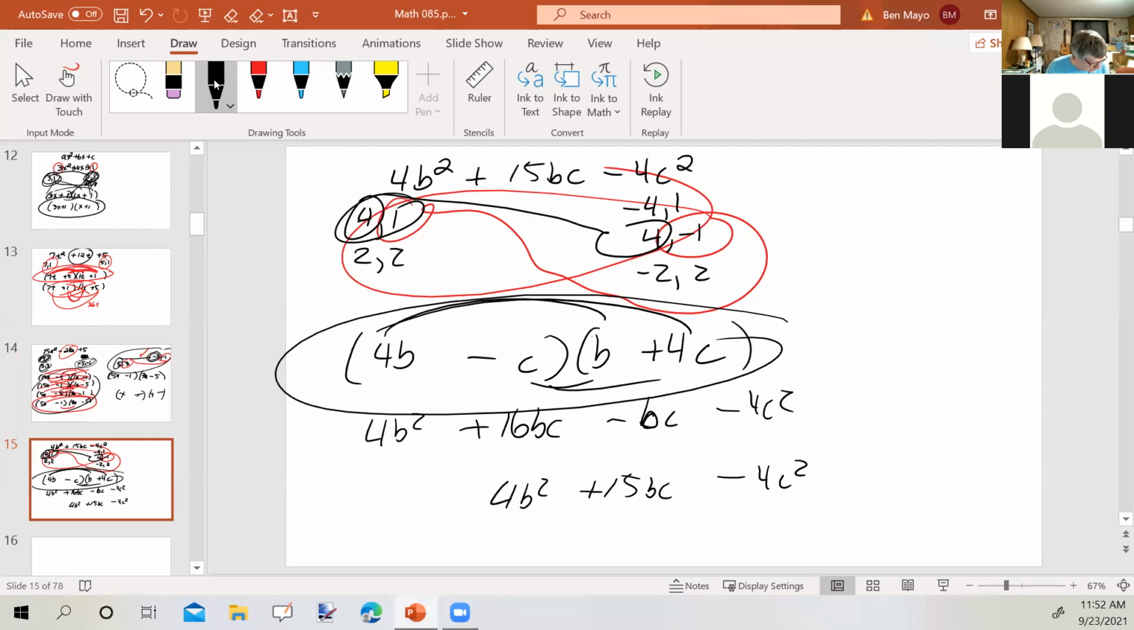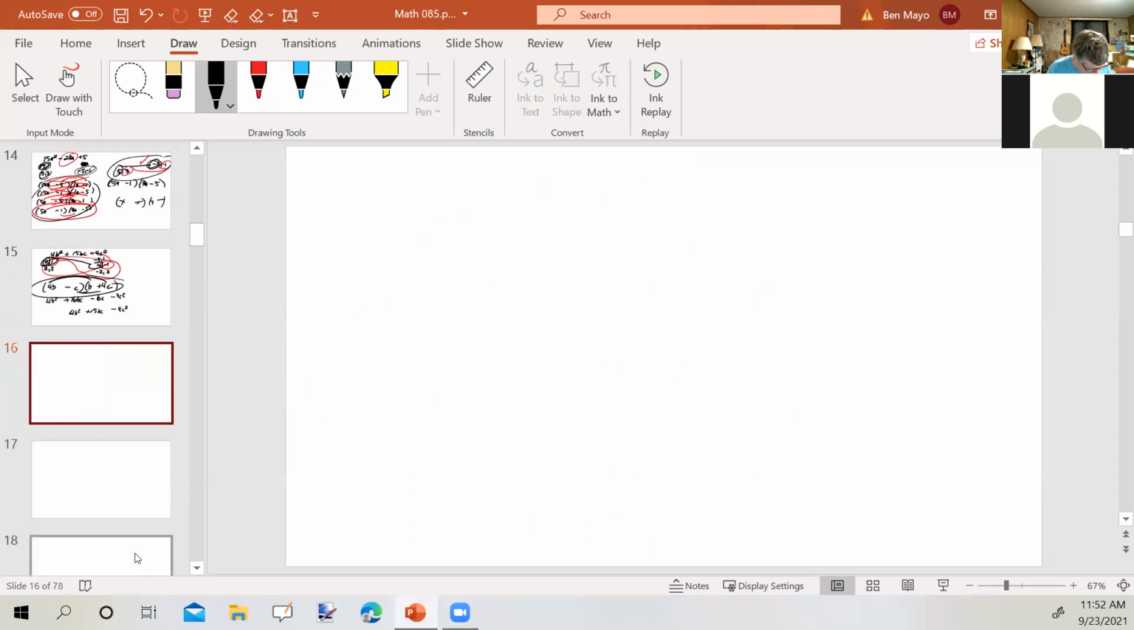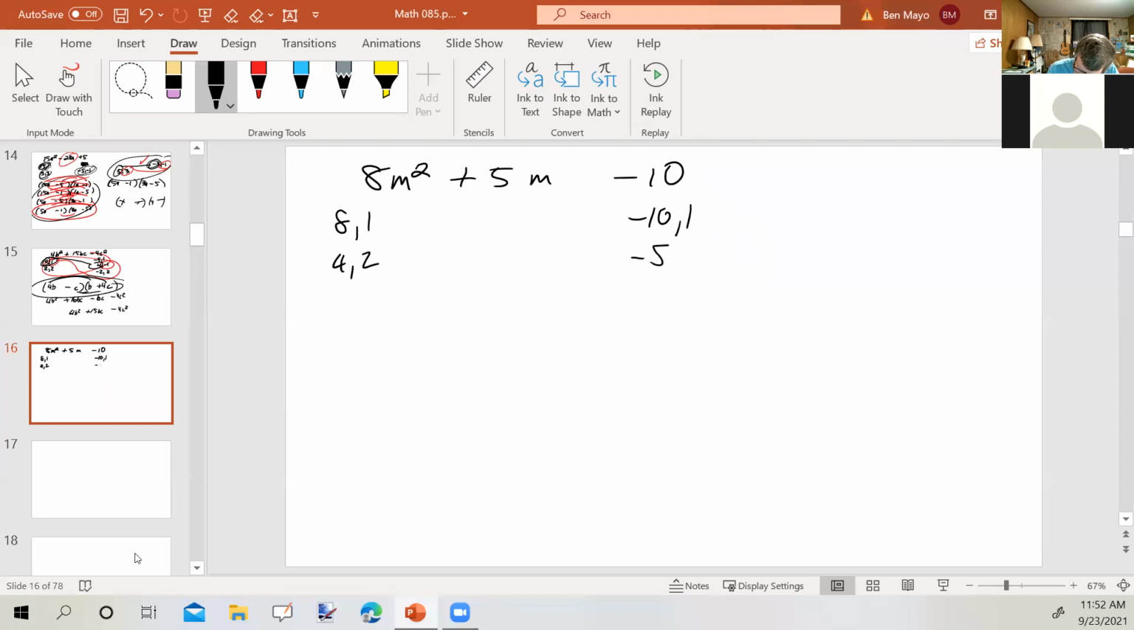All righty. Let's take a look at another one. 8m squared plus 5m minus 10. So 8 could be 8 and 1, 4 and 2. Negative 10 could be negative 10 and 1, negative 5 and 2, negative 1 and 10, negative 2 and 5. All right.